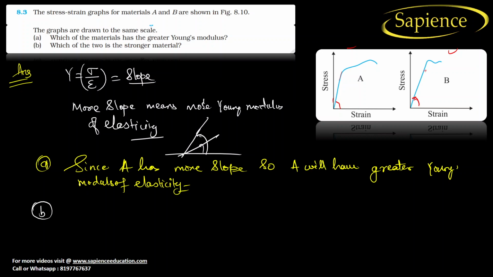Now let us talk about B, which of the two is stronger? Stronger means what? Strength. So when we talk about the strength, which has more strength? So it is like yield strength. Which has more yield strength? So from the figure, when you draw the line, so let us draw the line. So which has more strength?